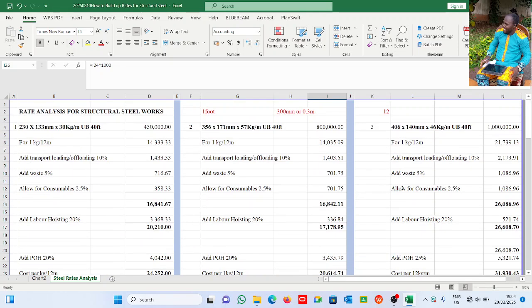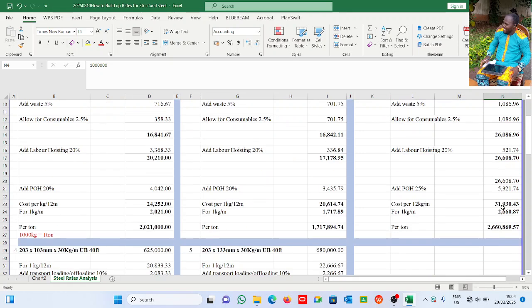Okay, the same thing goes for 406 by 140 by 46 kg per meter. It was sold at that time at 1 million naira for every 12 meters. A million naira per 12, every length. One length is 12 meters. The same thing will apply. Per ton will have 2.66.